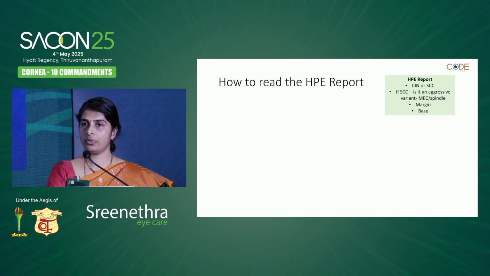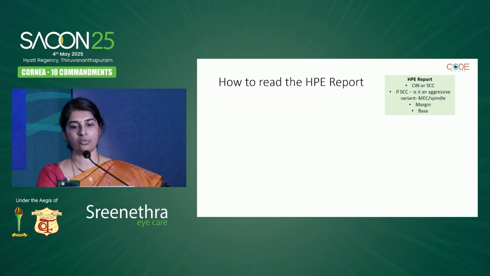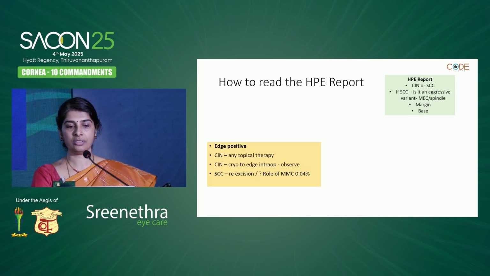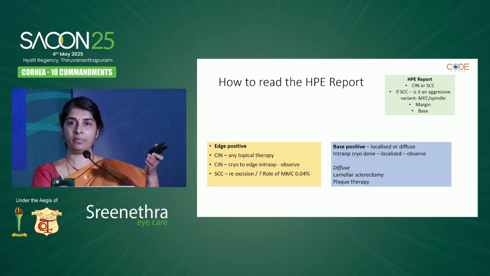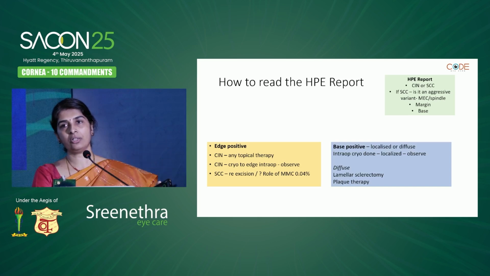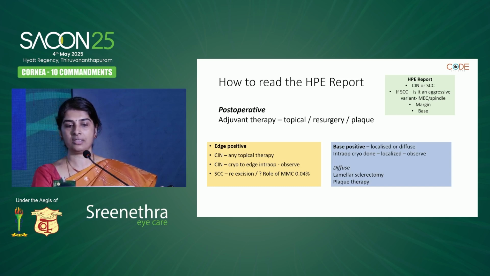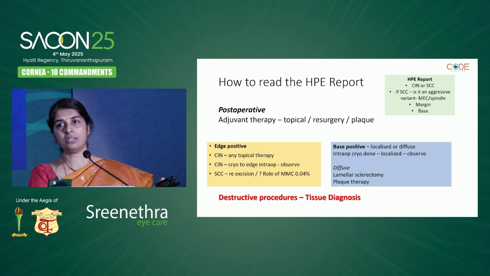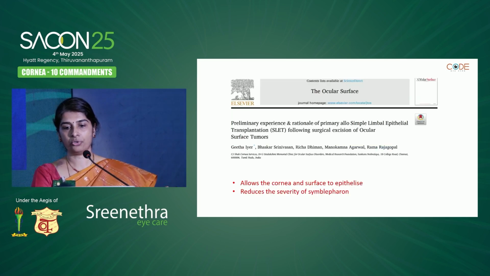How to read your report? Well, you basically need to know whether you're dealing with a CIN or a squamous cell carcinoma, whether you're dealing with any aggressive variant which can come back to you with a huge risk of recurrence. If the edge is positive, if the base is positive, you will need to accordingly decide whether you want to go back in and surgically excise or whether you want to continue with topical therapy after the surface completely epithelializes. And these are decisions that are made purely on histopathology. Always remember that any destructive procedure in the form of an enucleation for invasive tumors always requires a tissue diagnosis.